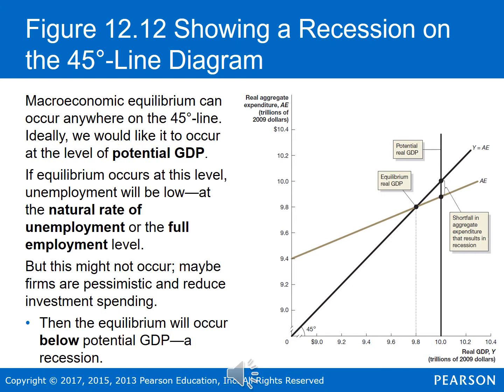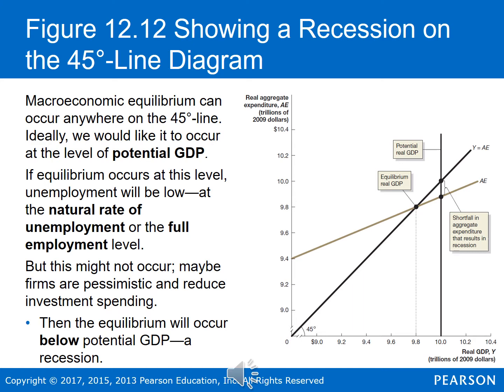So notice that the macroeconomic equilibrium can occur at any point on the 45-degree line. Ideally, equilibrium is going to occur at the potential GDP. At potential GDP, firms will be operating at their normal level of capacity, and the economy will be at the natural rate of unemployment. As we have seen, at the natural rate of unemployment, the economy will be at full employment. Everyone in the labor force who wants a job will have one, except for those workers who are structurally or frictionally unemployed. This goes back to Chapter 9 when we talked about the different types of unemployment.